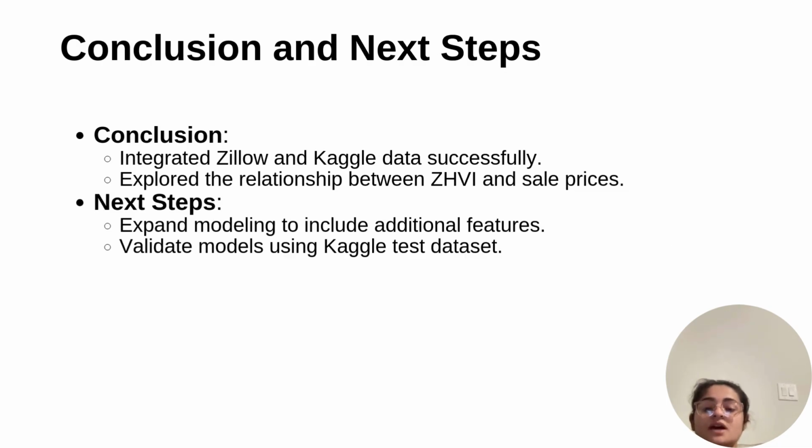The conclusion and the next steps. The conclusion is that we successfully integrated the Zillow and Kaggle data and explored the relationship between ZHVI and sale price. The next step is to expand the modeling to include additional features and validate the models using the Kaggle dataset.